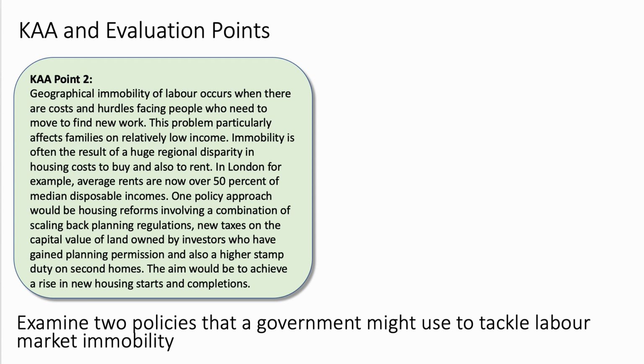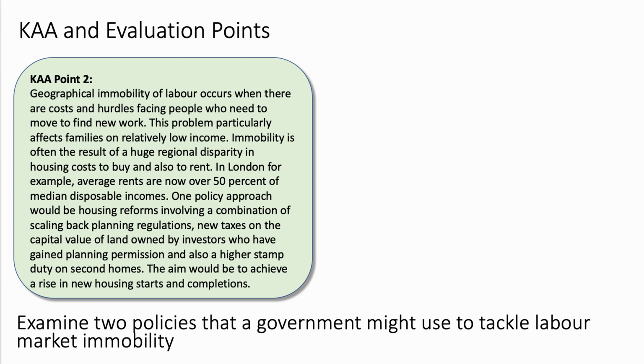One policy approach would be, or could be, might be, housing reforms involving a combination, so putting a little series of policies together, of scaling back planning regulations, perhaps a new tax on the capital value of land, where people have got planning permission but haven't developed the land into property, and also perhaps a higher stamp duty on people who buy a second home. The aim of this policy will be to increase the number of new homes being built and completed, to increase the supply of housing.